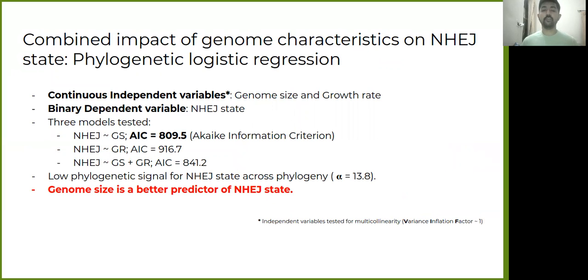Finally, we looked at both these components together. We used phylogenetic logistic regression because our independent variables were continuous, that is genome size and growth rate, and our dependent response variable was binary, which is NHEJ state. We tested three models, and based on AIC, that is the Akaike information criterion, we see that the better predictor of NHEJ out of these two is genome size alone.